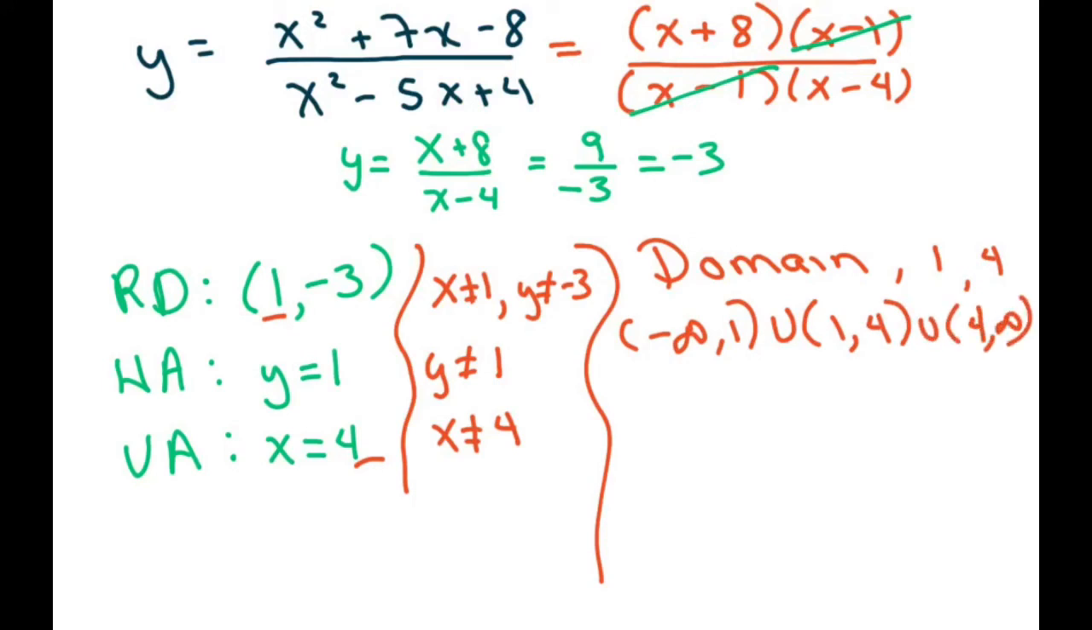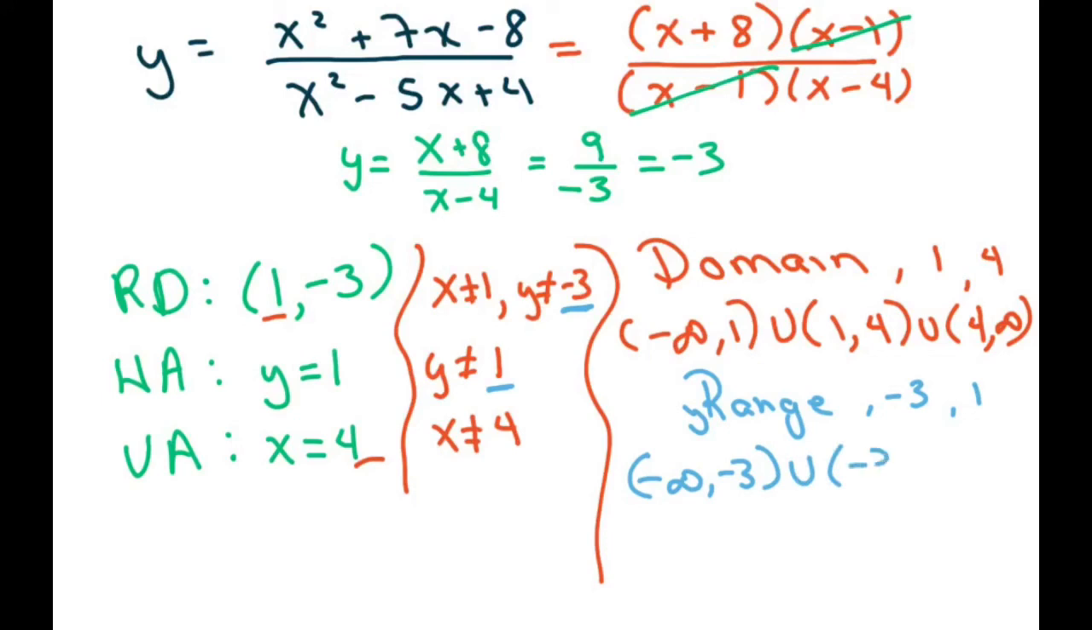And for your range, we're looking at the y, which is right here, negative 3, and it can't be 1. So if you write them in order, it's negative 3 and 1. So you're going to write negative infinity to negative 3, or negative 3 comma 1, or 1 comma infinity.